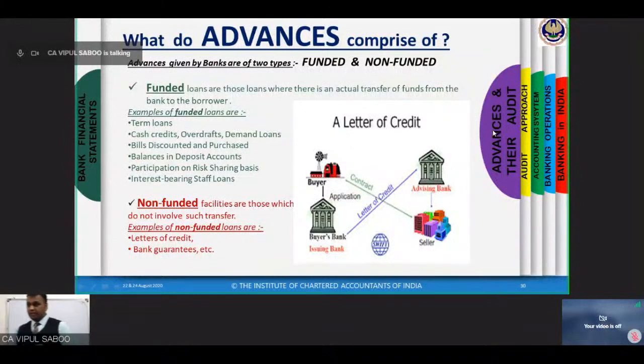Then letters of credit. What is a letter of credit? We call it LC. Usually this is seen in import-export. I've shown a figure over here. You can see that there is a buyer, there is a seller, there is an advising bank of the seller, and there is an issuing bank of the buyer. So what does the buyer do? The buyer requires raw material, or some trading material to trade in its country. It asks for a contract from the seller.